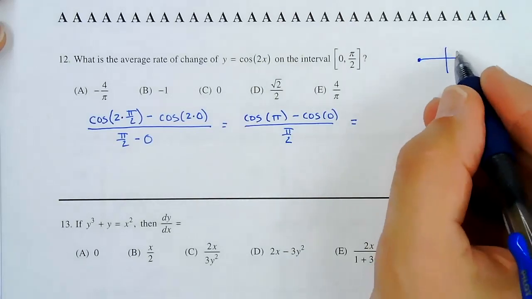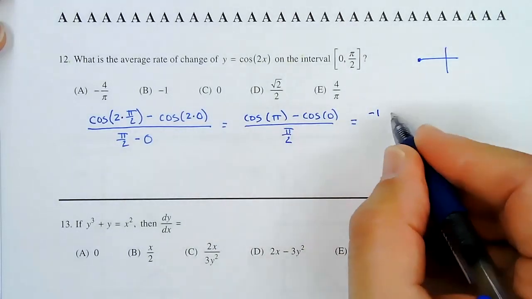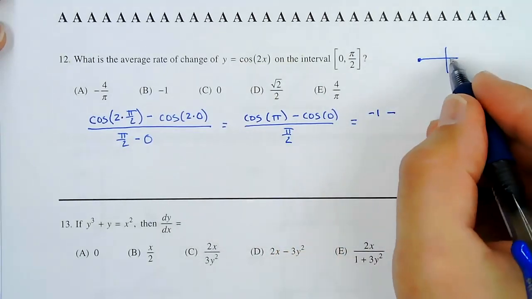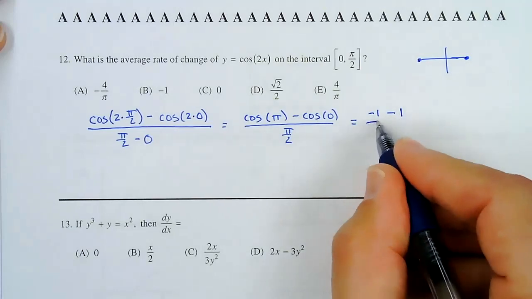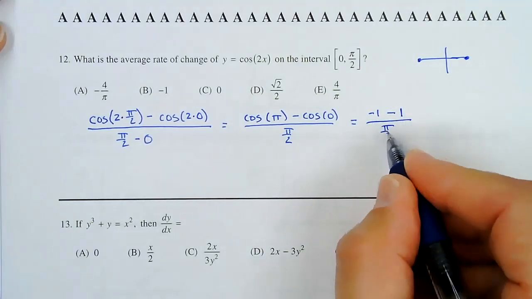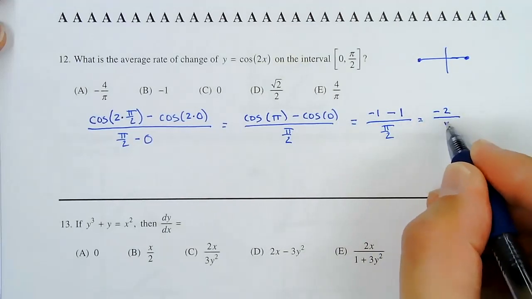So that angle is pi. And so cosine of pi would be negative 1, minus cosine of 0. Cosine of 0 is 1, so we're going to subtract 1 over pi over 2. So -1 minus 1 is -2 over pi over 2.